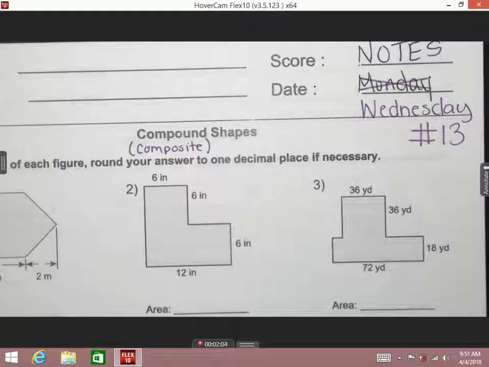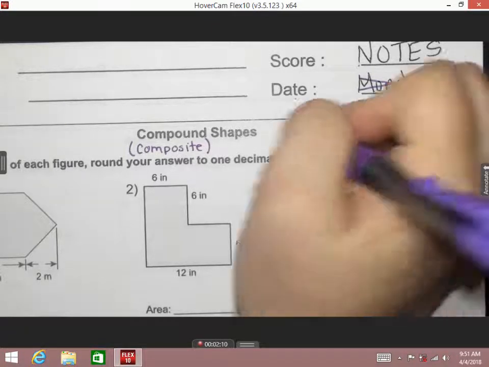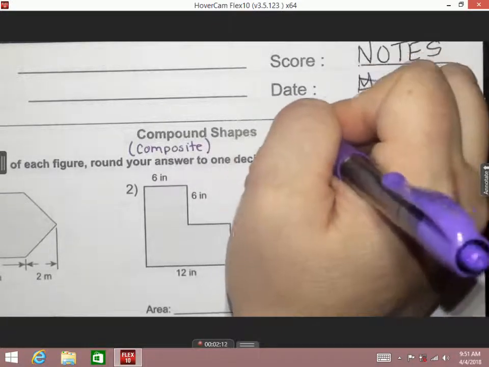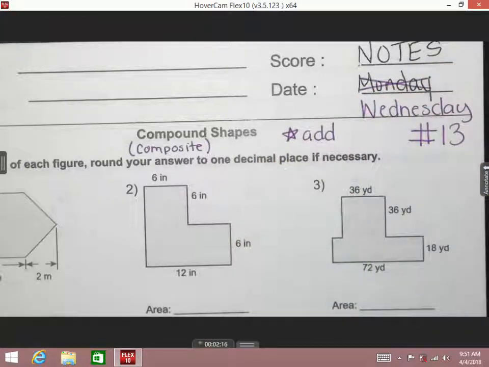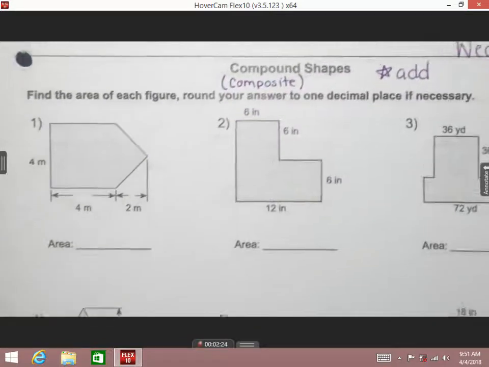What operation lets me put stuff together? Haley? Addition. So when we're doing these problems, I'm going to put a little star. We are going to add. So please remember, if it's shaded, that's when we're doing our subtraction because we're taking a piece out. Here we're wanting to put it together, so we should be adding. We're going to start off by looking at number 1.